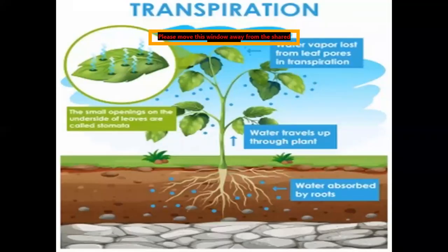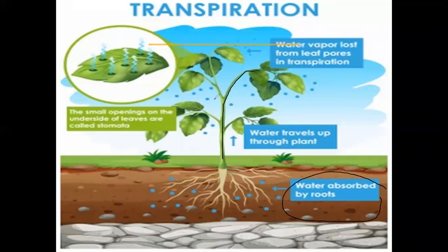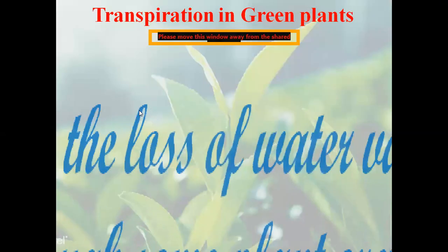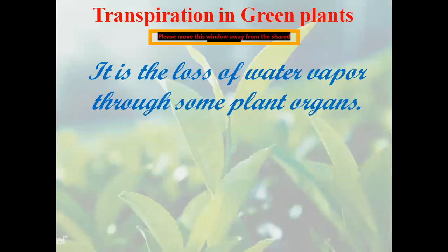Also, we talked about transpiration. We said that the plant absorbs water at the level of the roots. This water travels up through the plant to the stem and then to the leaves, where water vapor is lost from the leaf pores through transpiration. These small openings on the underside of the leaf, we call them stomata. So the definition of transpiration: it's the loss of water vapor through some plant organs.